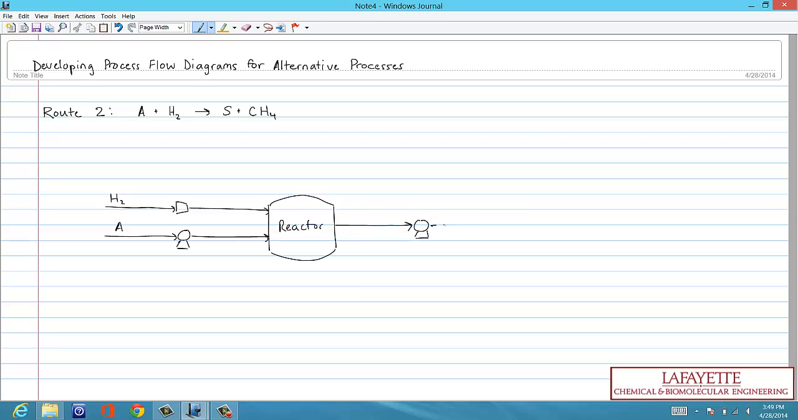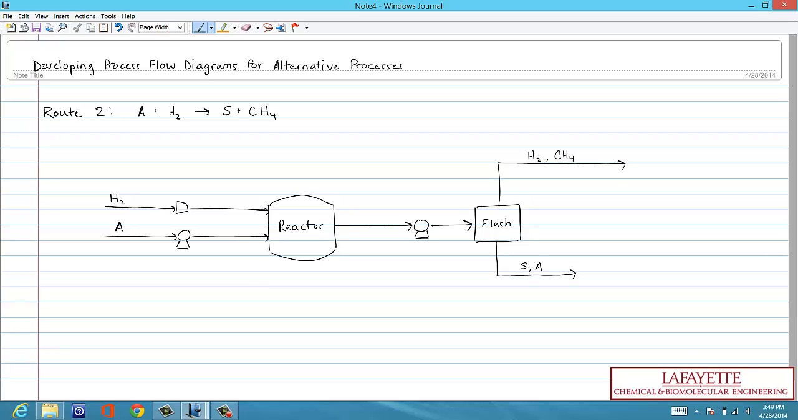We'll assume that hydrogen and methane are dissolved in the effluent, so we can use a pump to transport the effluent. We now need to separate our components. The easiest process step is to separate the dissolved gases from the liquid phase, and we can do this with a flash drum. Gaseous hydrogen and methane leave the top of the drum, while liquid S and A leave out the bottom.